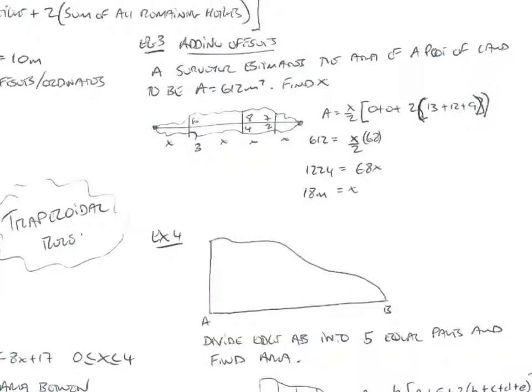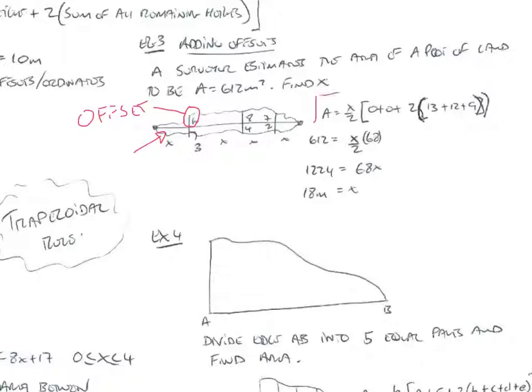Here's the third example, and it's to do with adding offsets. These are known as ordinates or offsets, and we can add them if we have a shape that goes above and below our baseline. A surveyor estimates the area of a plot of land, denoted here, to be 612 square meters. Find x, the width of the strips.